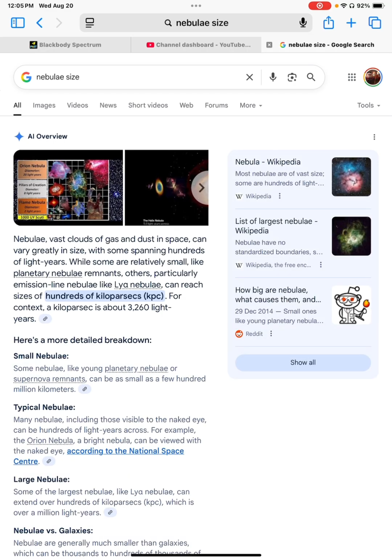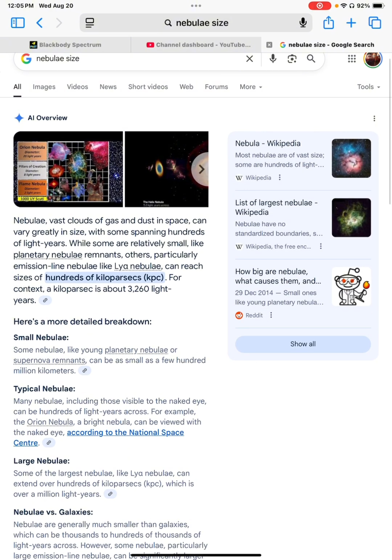Okay, they now have this AI overview, by the way. Google has that. I don't know how I feel about it, but it's mostly accurate from what I experienced so far.